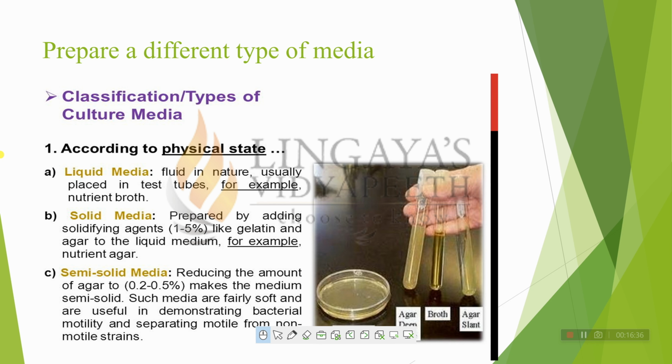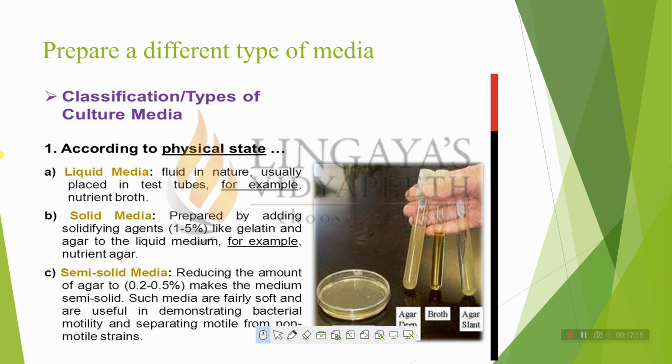Now talking about the preparation of different types of media. Different types of culture media are used in the laboratory for growing bacteria and isolating them. The culture media are classified based on their physical state as liquid media, solid media and semi-solid media. So what is liquid media? As the name suggests, this is liquid, fluid in nature. It is generally placed in test tubes, for example the nutrient broth. The liquid media is generally in the form of broth. Next is solid media.